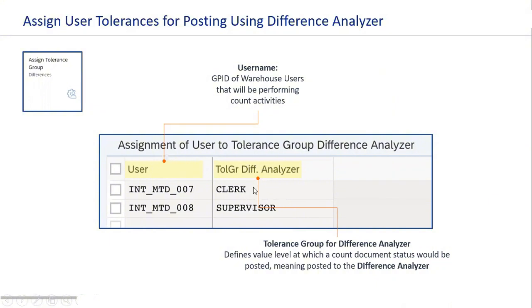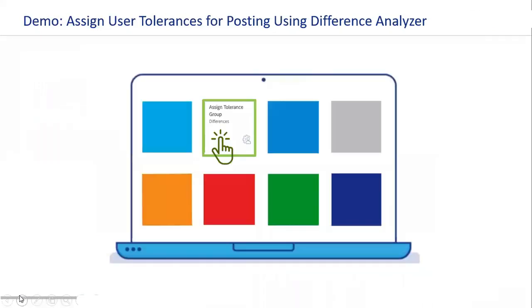And then again, you've got the tolerance group for the difference analyzer. So as I say, certain things under a certain value, which will be based on our GCS processes, will get posted to the difference analyzer. Obviously, if it goes above a certain quantity, then that's when it would go through to the site finance manager. It just gives us a lot better traceability and control over everything.